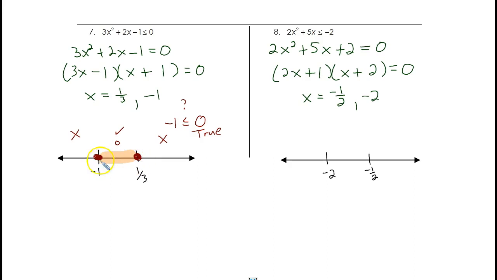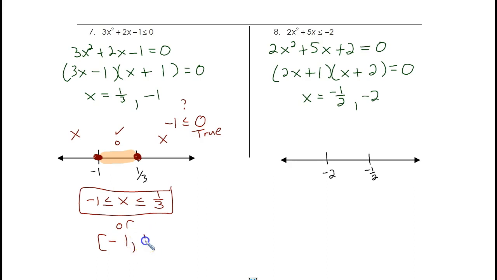And this is an and problem or an intersection problem where one way to write it is -1 less than or equal to x less than or equal to 1/3. Perfectly good way to write that. Or in interval notation, we can just say from -1 to 1/3 with brackets on both sides because the points are included. Our last example of inequalities here, again, I set it equal to 0.